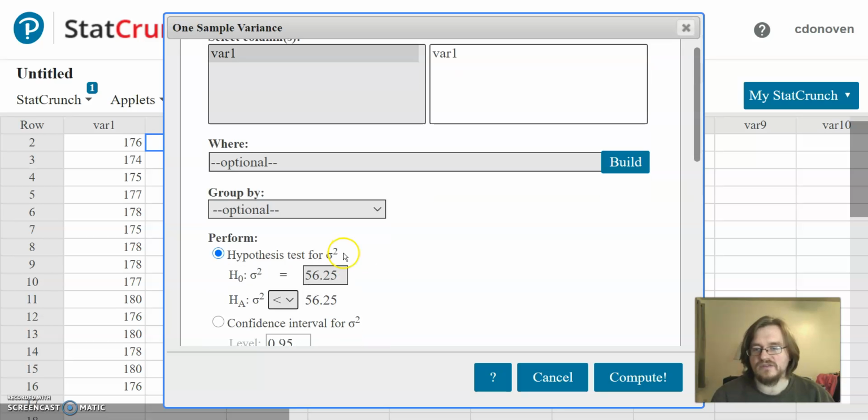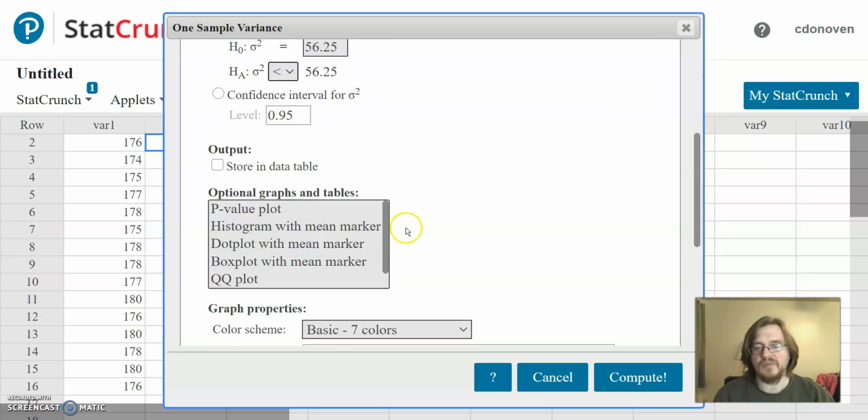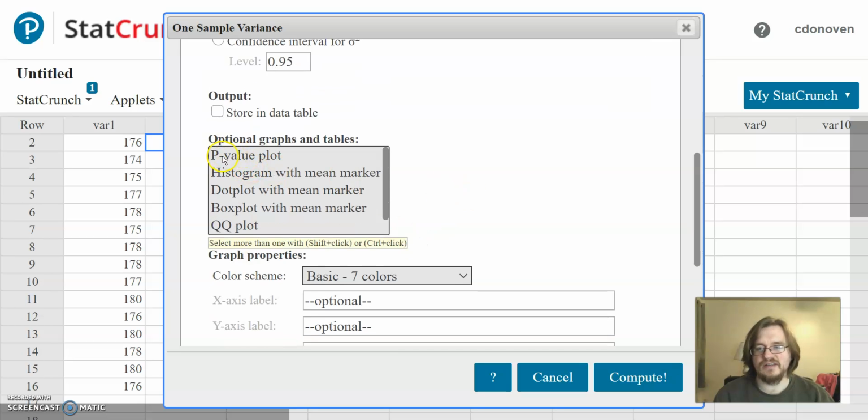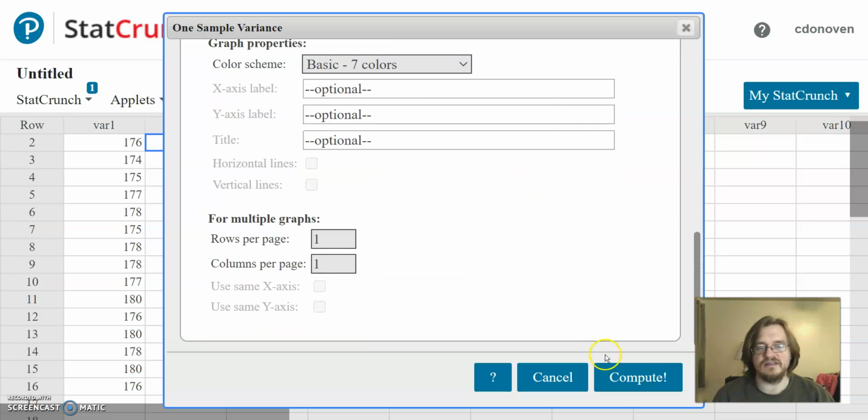And yeah, so there you have it. Again, StatCrunch does not allow for hypothesis testing of the standard deviation explicitly. We have to use the variance. So you just have to square the standard deviation that we want. What I will also do is plot the p-values. This is completely optional. It makes no difference to the question, but it's nice to visualize it. There's no other things that I'll do, so I'll just click compute.